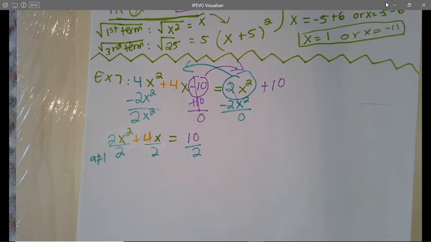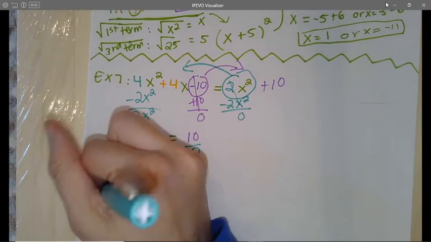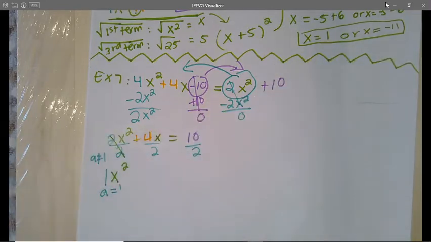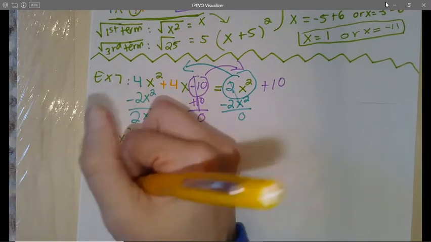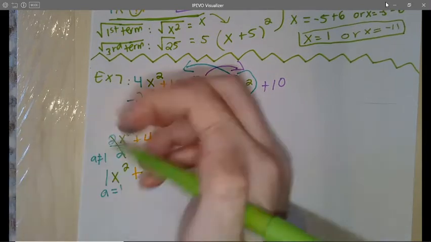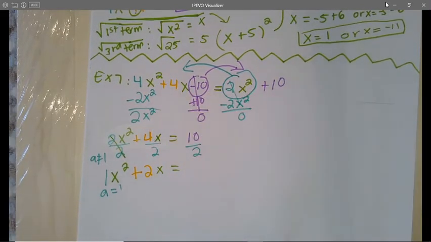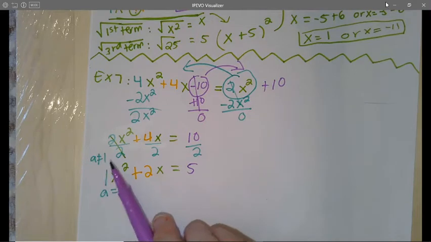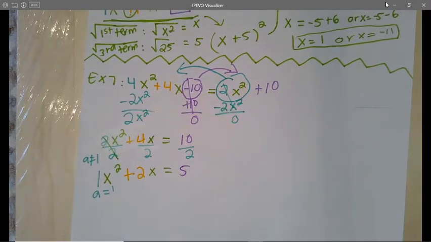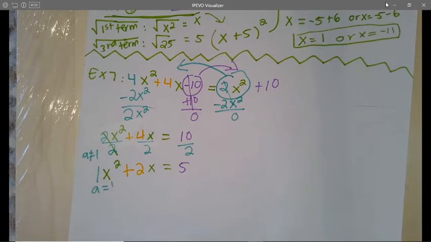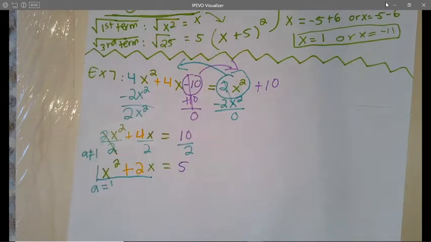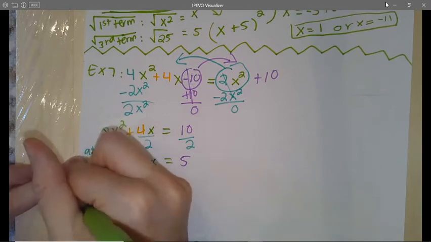So what I'm left with now is 2 divided by 2 will cancel and turn to 1. So this will be a 1x squared, or just x squared, whatever floats your boat. So now A is 1. Yes. So now I'm good to go. And then 4 divided by 2 is 2x, so it's going to be plus 2x. And this will equal 10 divided by 2, which is 5. So if your A value is ever not 1, you have to divide every single term by the A value, and that will force A to be 1. Now I will make this side of my equation a perfect square trinomial by using our nifty formula, b over 2 squared.